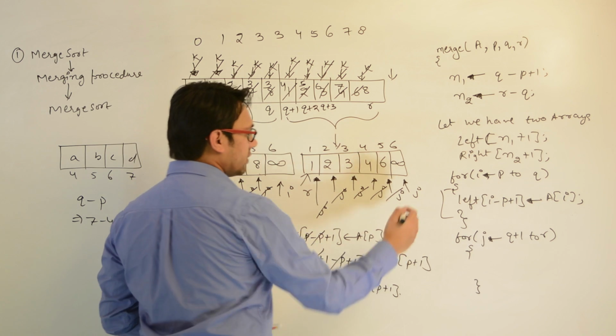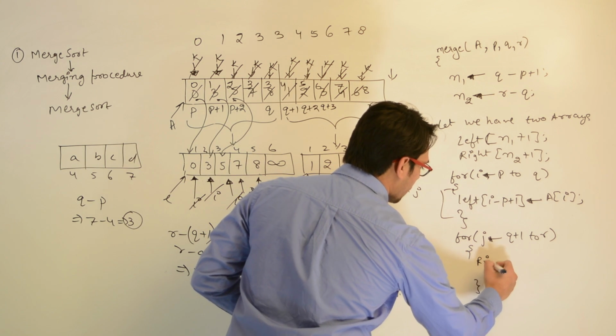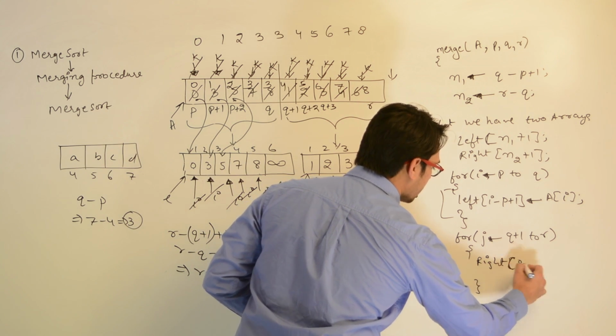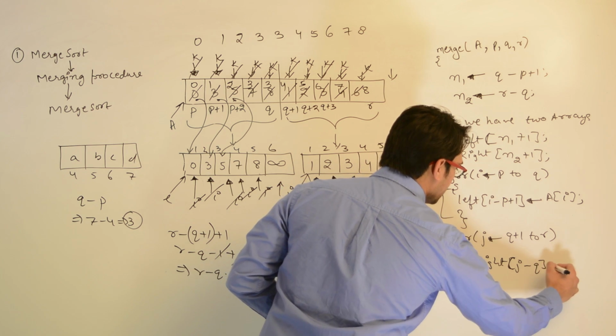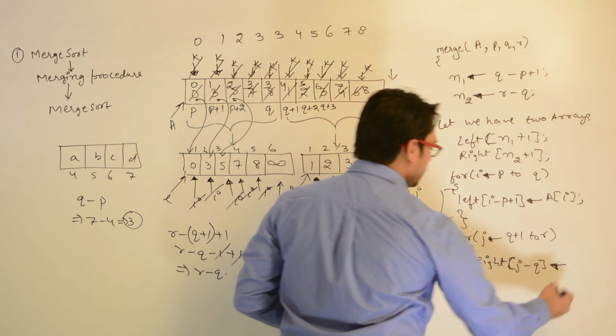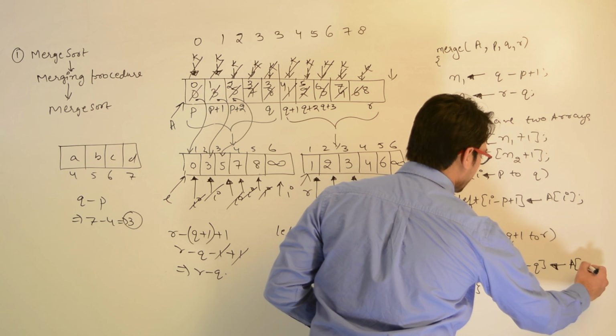Okay. So for this, what we have to do? Right of J minus Q is going to store the data which is stored at the index location A of J.